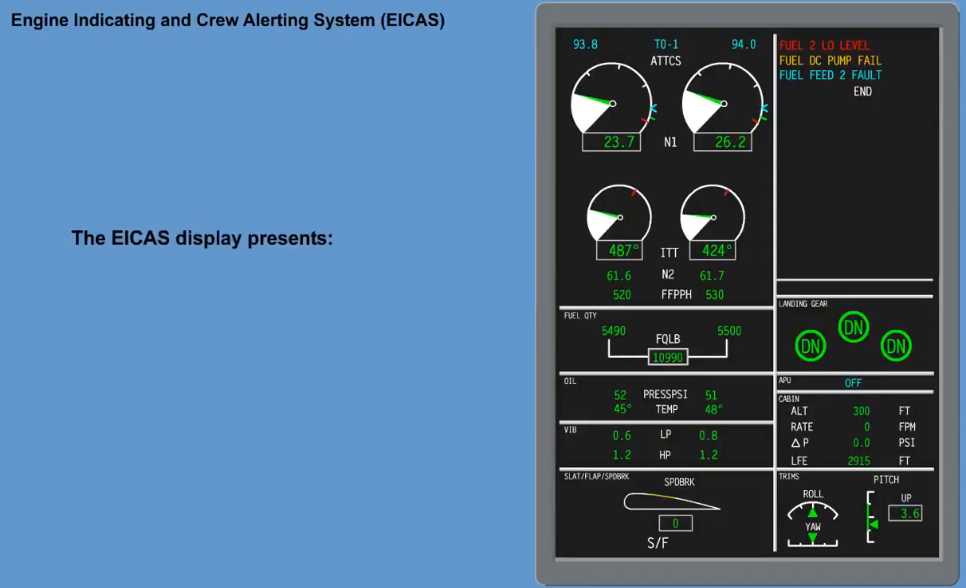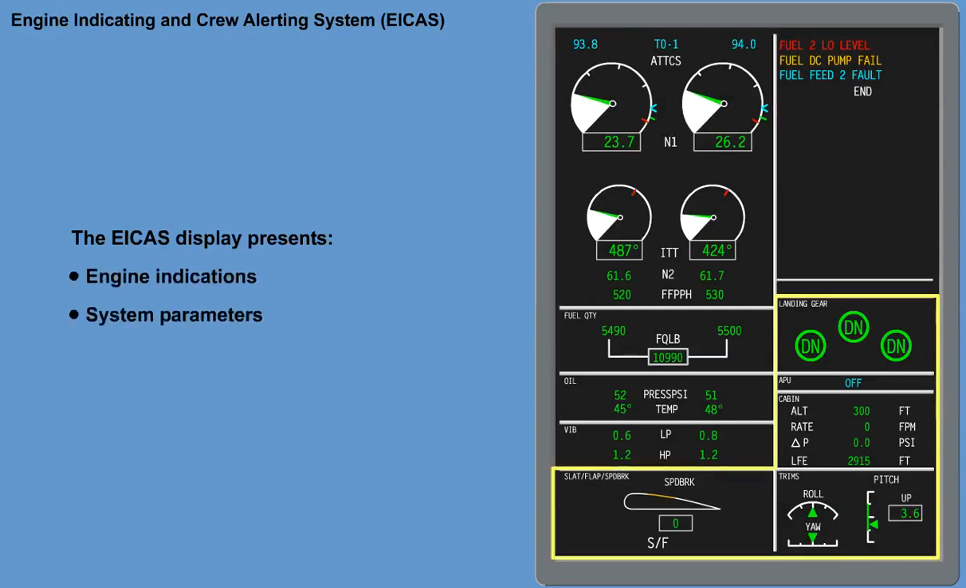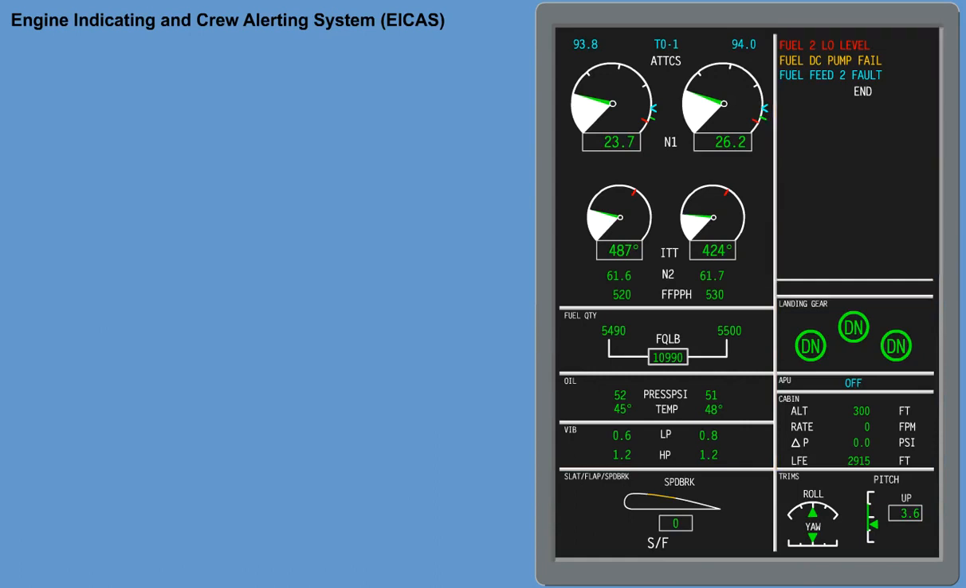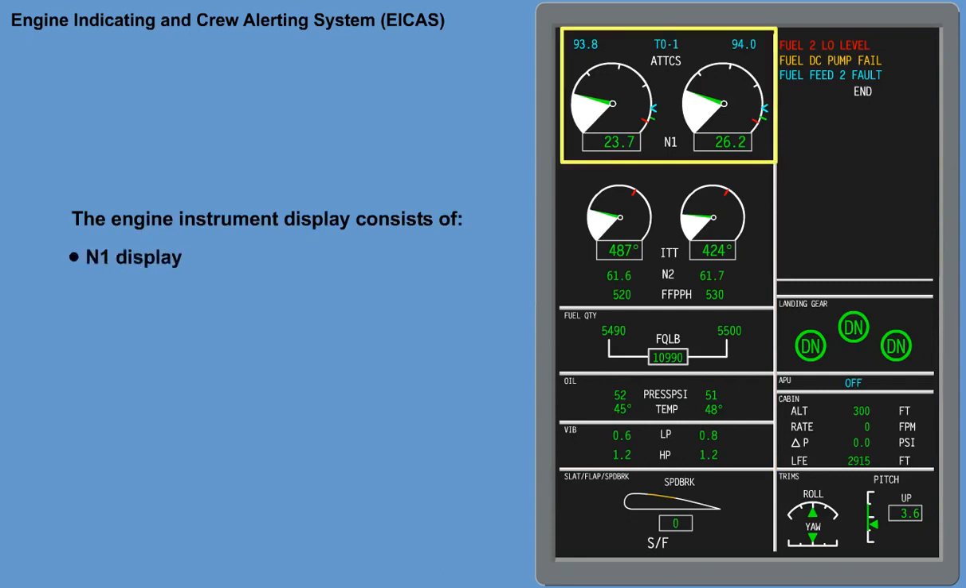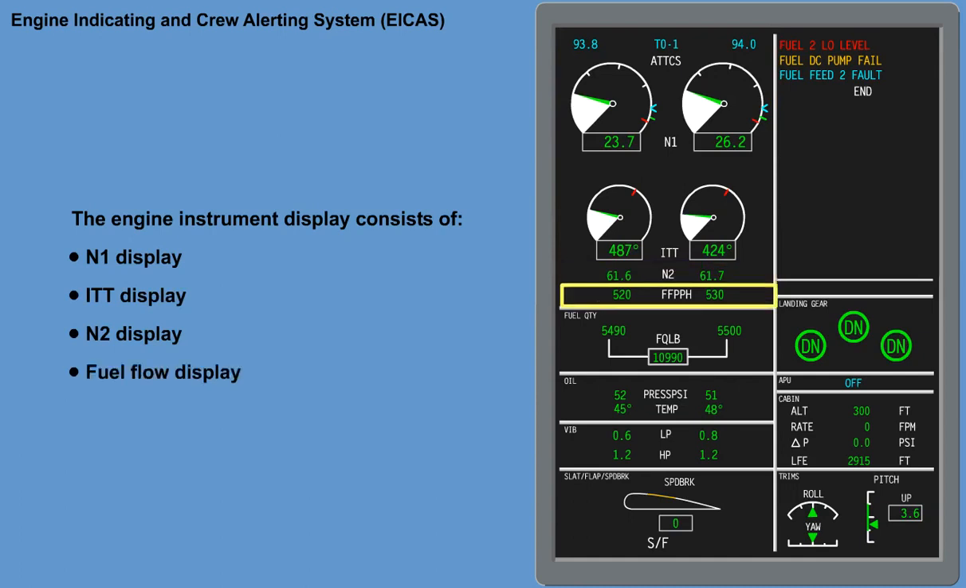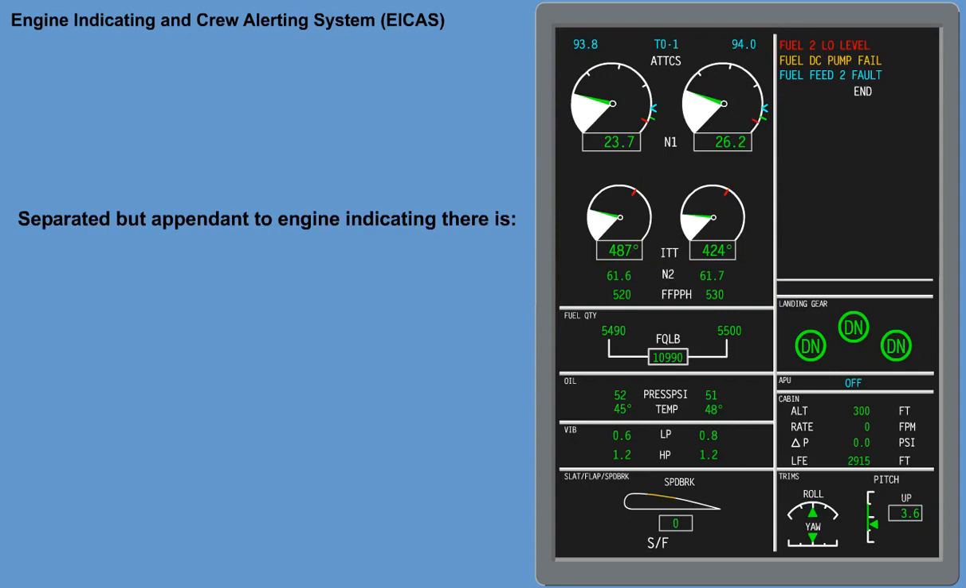The Engine Indicating and Crew Alerting System display, ICAS, presents engine indications, system parameters, and Crew Alerting System, CAS, messages. The engine instrument display consists of N1 display, ITT display, N2 display, and fuel flow display. Separated but appendant to engine indicating, there is the fuel quantity display, the oil display, and the engine vibration display.